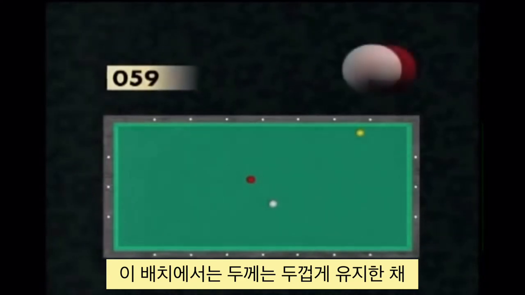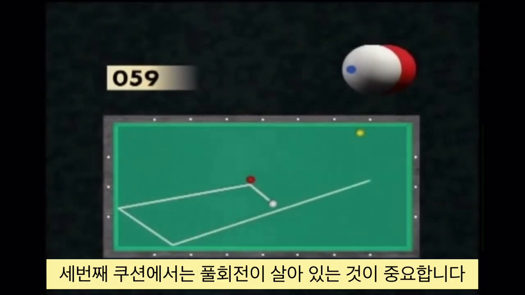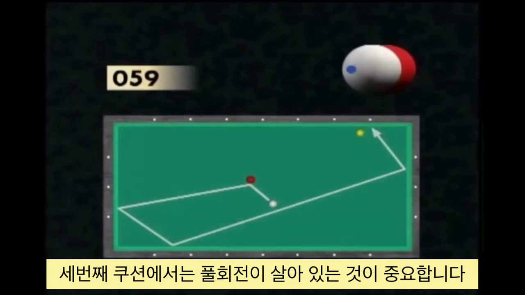By hitting the red ball rather full, the player needs to pay attention to the height of the hit to find the incidence on the short cushion. The long English will have all of its importance when touching the third cushion.